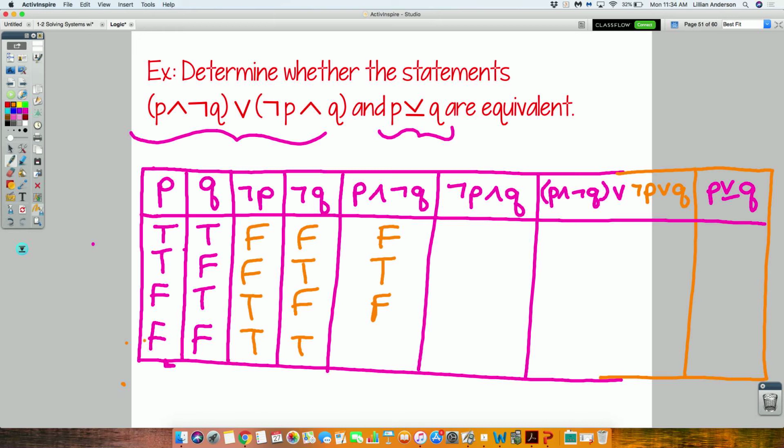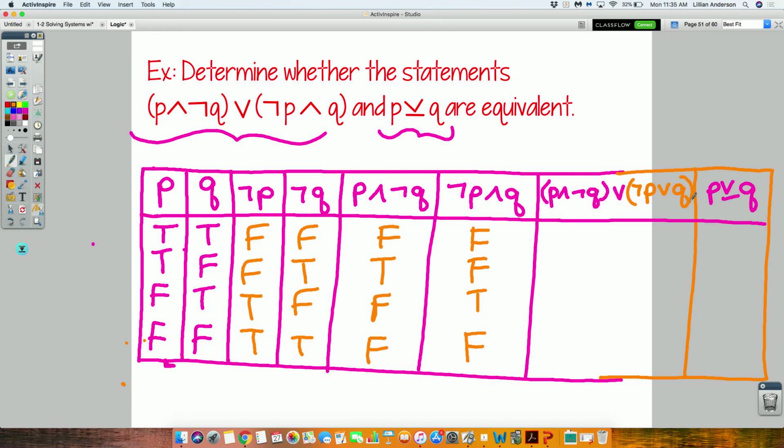False, true. That was comparing P and not Q. Now I'm going to do not P and Q. False, true. False, false. True, true. True, false. Now I'm going to do the inclusive or with these two columns, and I did forget my parentheses, so I'm going to go back and include them.